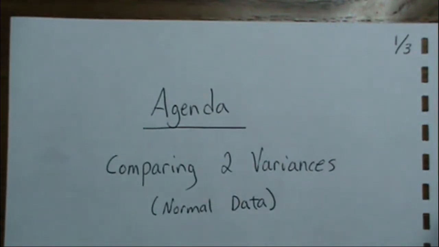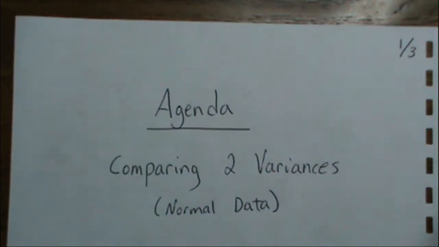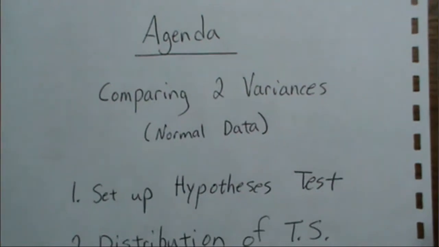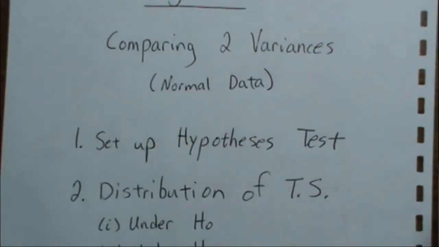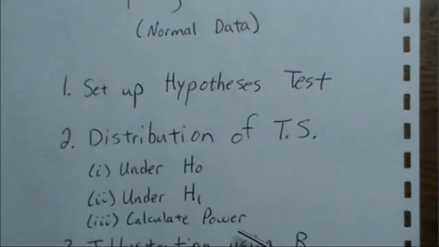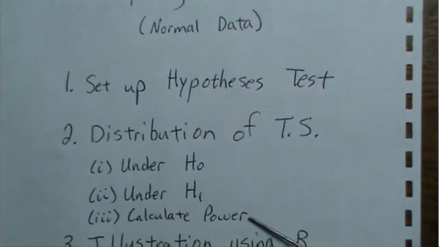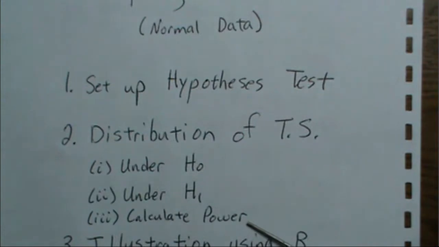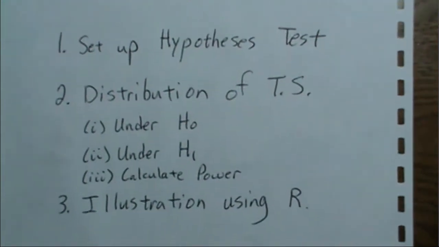So the agenda for today, comparing two variances, assuming that our data comes from a normal distribution, is we're going to set up the hypothesis test. We're going to look at the distribution of the test statistic under the null and the alternative. We're going to investigate how to calculate power for comparing two sample variances or two population variances, and then we're going to illustrate this in R.